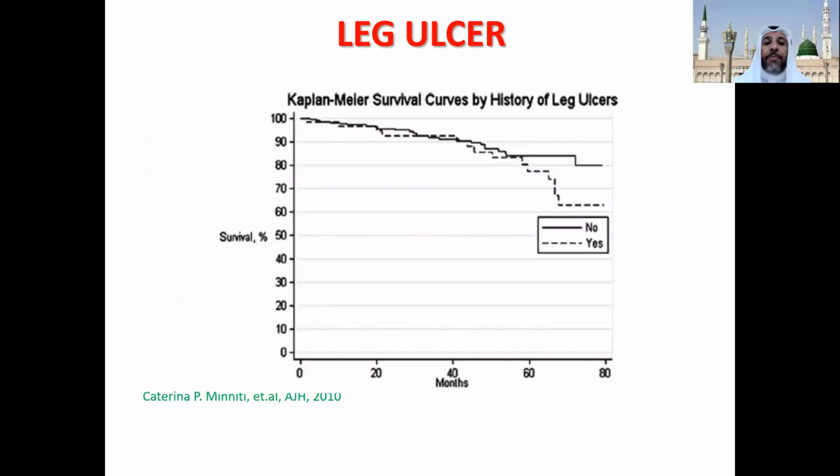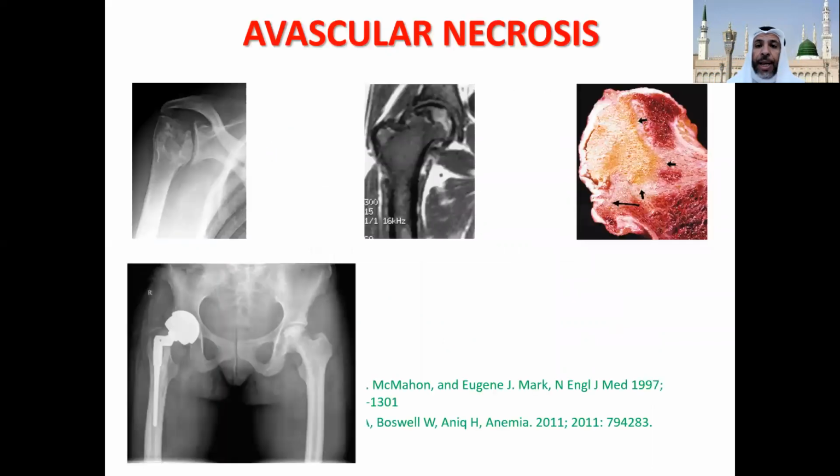And again, this Kaplan-Meier shows survival, where those patients who have leg ulcer and recurrent leg ulcer carry a higher mortality rate among those patients.